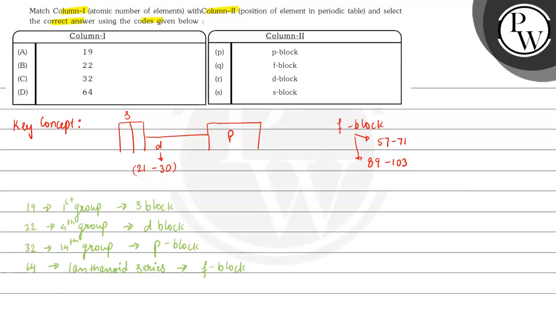Hence in this case, A matches with S of column 2, B matches with R of column 2, C matches with P of column 2 and D matches with Q of column 2. This is the correct order.